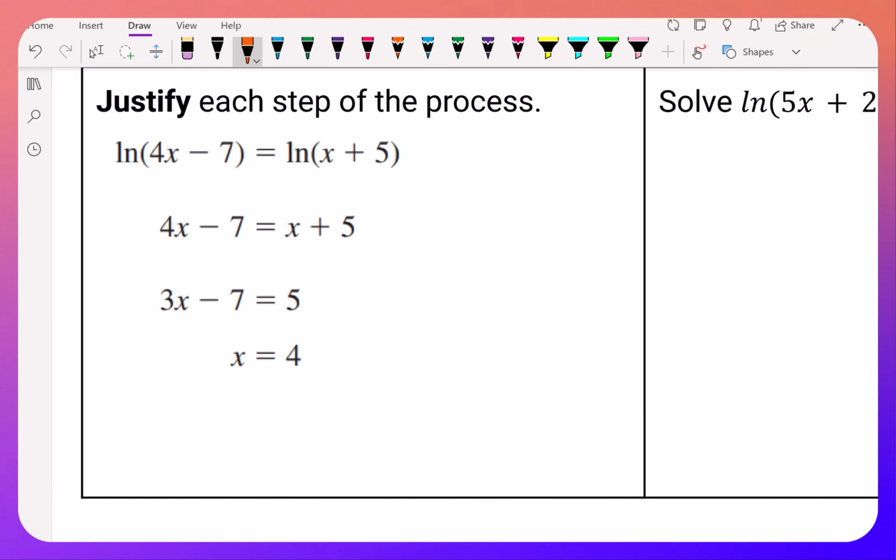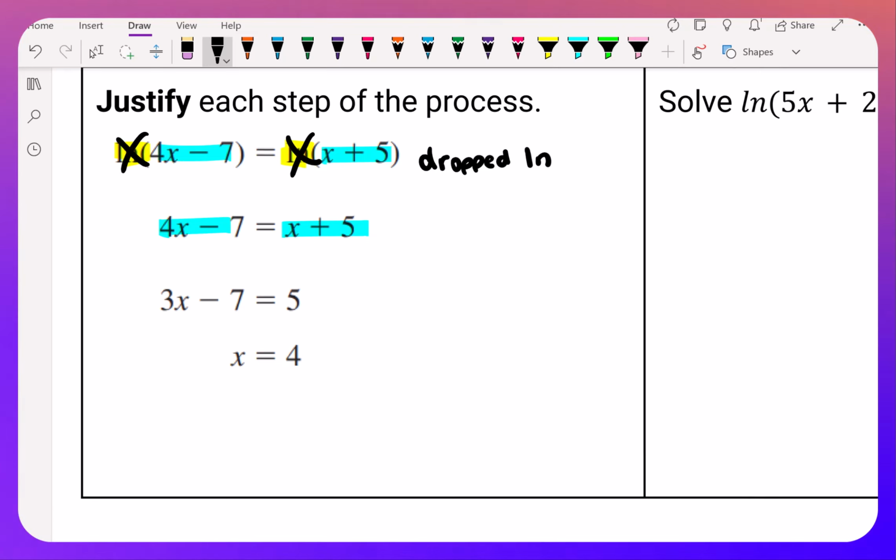Okay, so let's look at a worked out example. So this is worked out. You notice that you have the natural log on both sides. If you know that they are the same on both sides, you can just drop the natural log and say that 4x minus 7 equals x plus 5. So we drop the natural log in this one, and we just have this part left over.